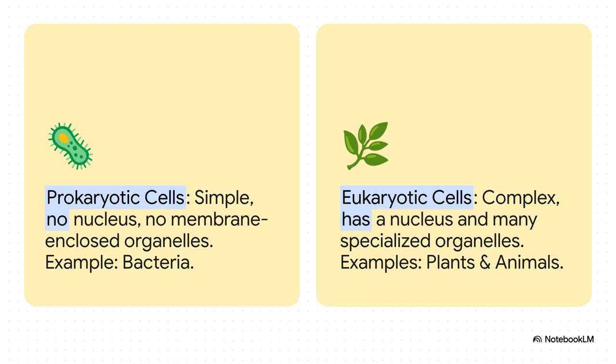But then you have the eukaryotic cells, the big metropolises. These guys are way more complex. They've got lots of internal structures called organelles, and crucially, they keep their precious DNA locked away safely in a central control center called the nucleus. The cells that make up plants and animals, yep, that includes us, are all eukaryotic.